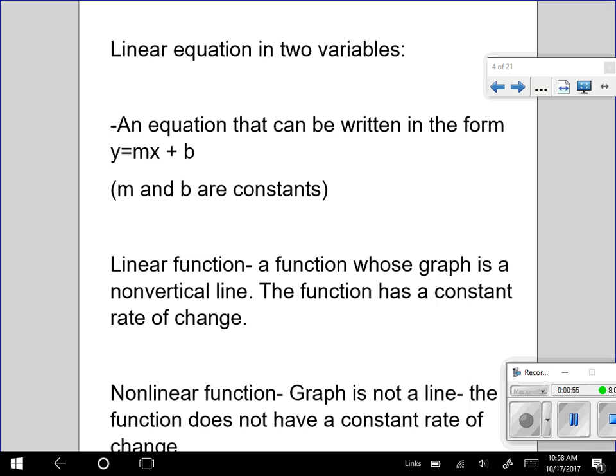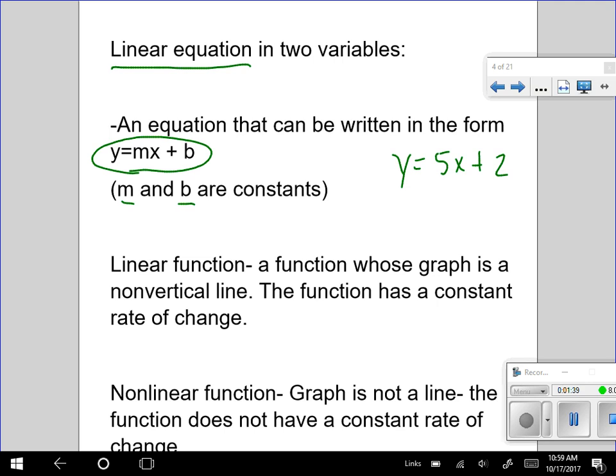Here's the definition of a linear equation in two variables. Pretty simple, but we're looking for this equation. You may be wondering what m and b mean, but it's an equation that can be written in the form y equals mx plus b. And it says here m and b are constants, meaning m and b could be any number. I showed you a couple of these yesterday. y equals 5x plus 2, that would be a linear equation. We know that they are linear when they can be written like this. So they have a y value, an x value, and x is not raised to a different power. We can put it in this form one way or another.